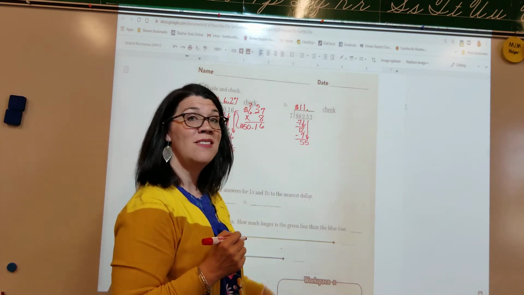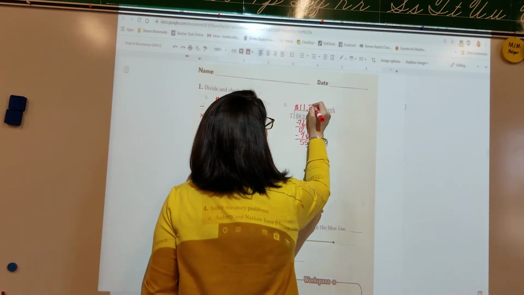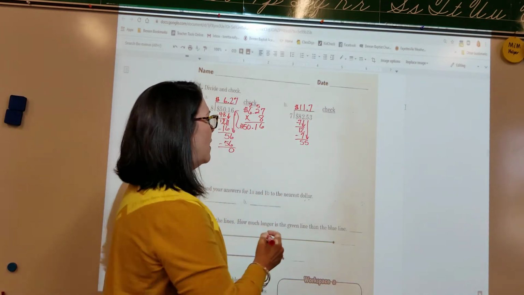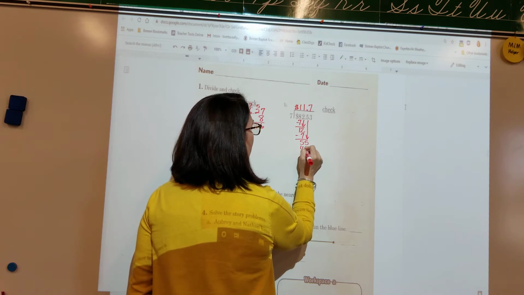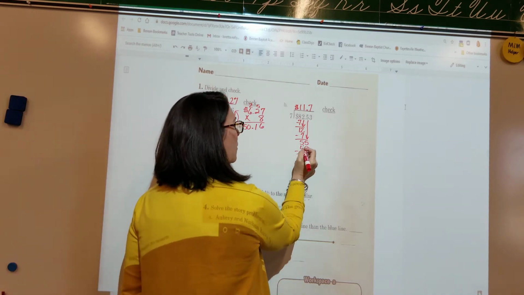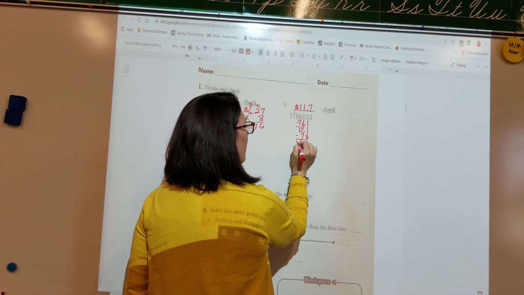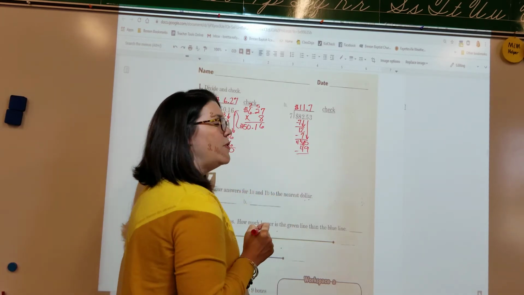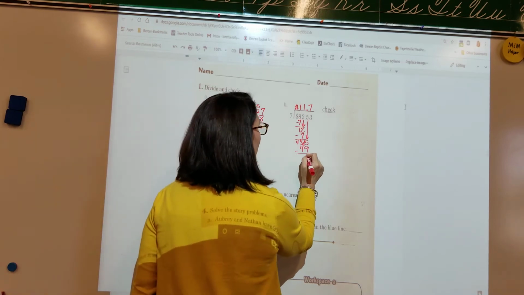I'm going to have to go with 7 on this one. So I'll put that there. 7 times 7 is 49. Now I need to subtract. I cannot do 5 minus 9, so I'm going to borrow from this 5, make it a 4, place a 1 there. 15 minus 9 is 6.